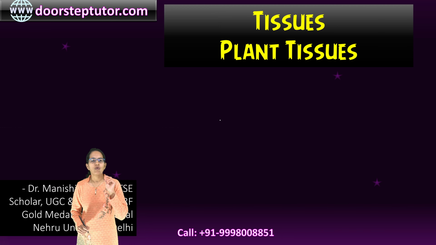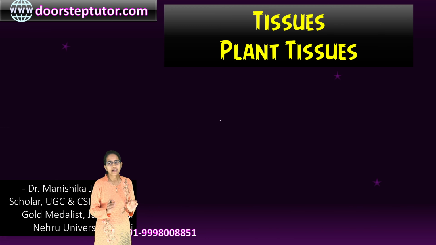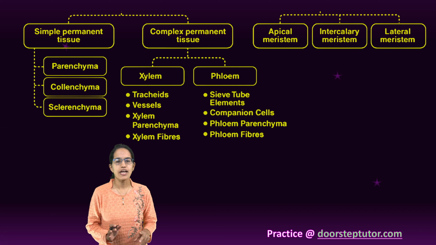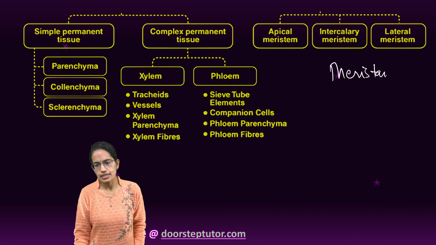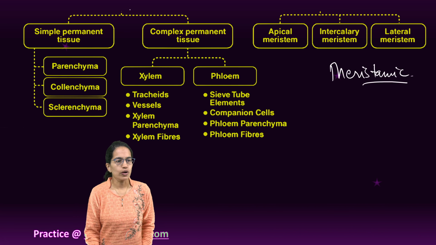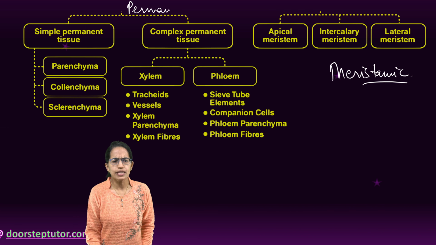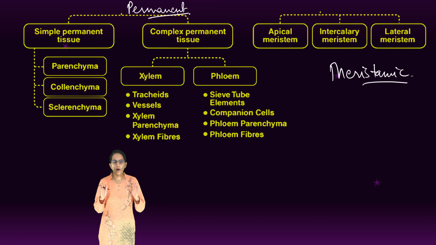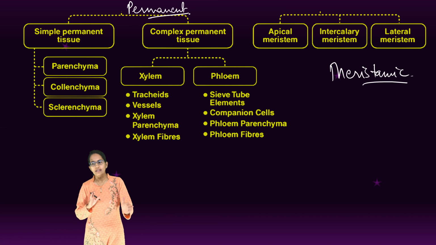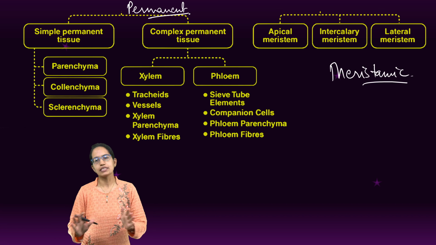Let's begin with what are plant tissues. Now, plant tissues can be simply classified into two categories. The first is meristematic tissues and the second are called permanent tissues. Permanent tissues can further be classified as simple permanent and complex permanent tissues. In the first round, we would understand meristematic tissues.